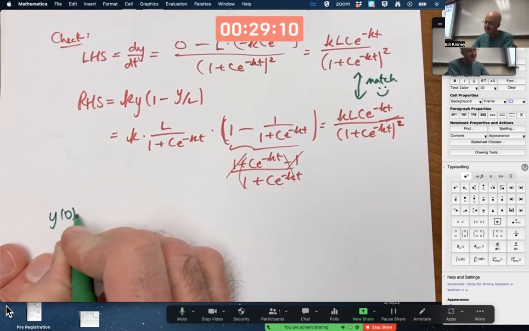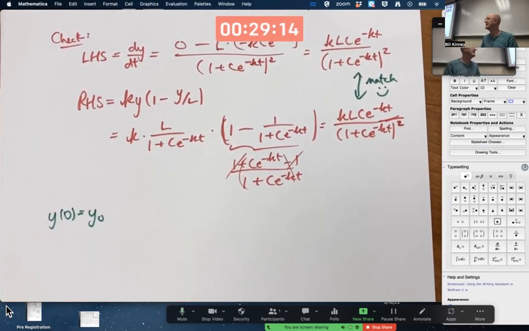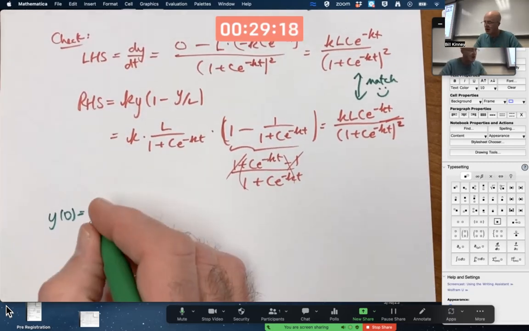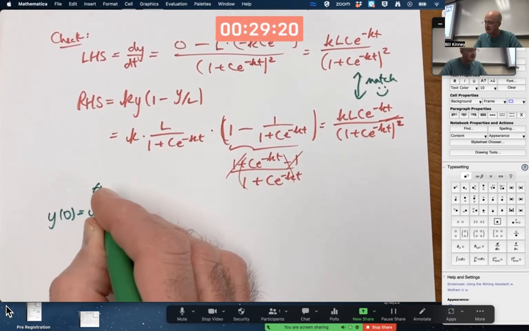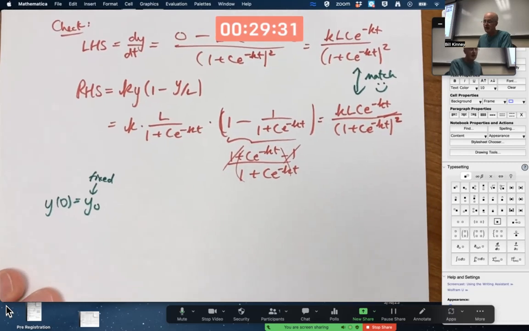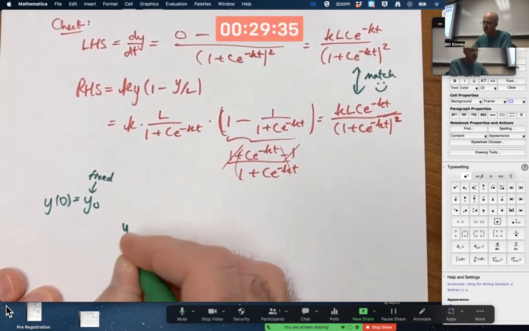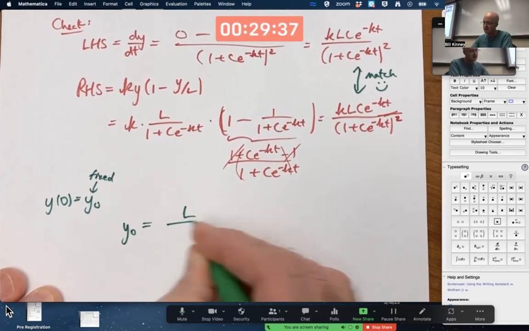How about, can we write a formula for the unique solution of the generic IVP? Pretend y naught here is a fixed constant, not an arbitrary constant, although it is arbitrary because I'm not saying what it is. But I'm thinking of it as fixed is the key thing. Can I solve for the C that'll make this work? Is the question.